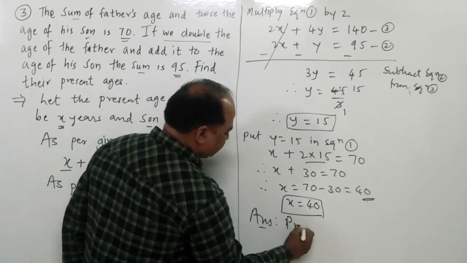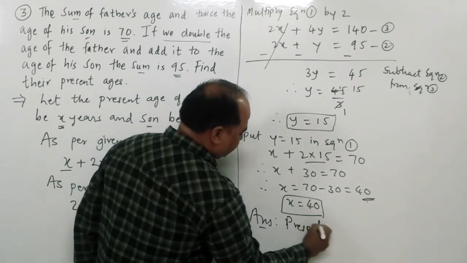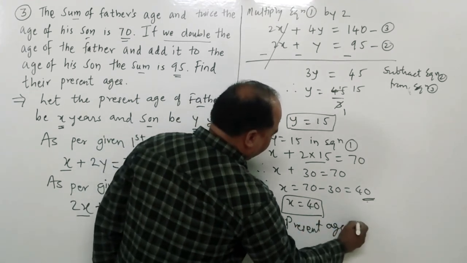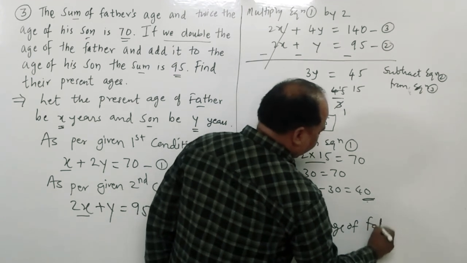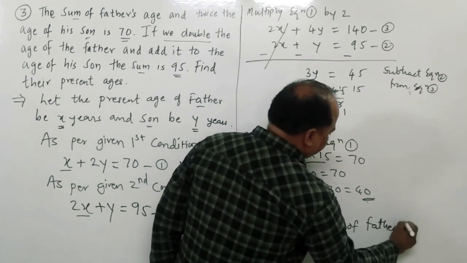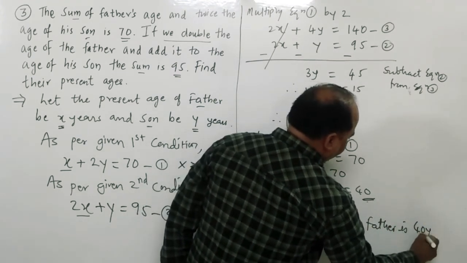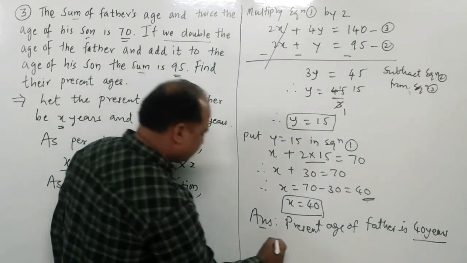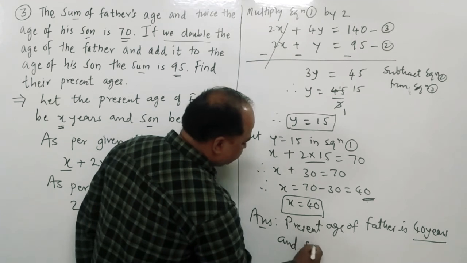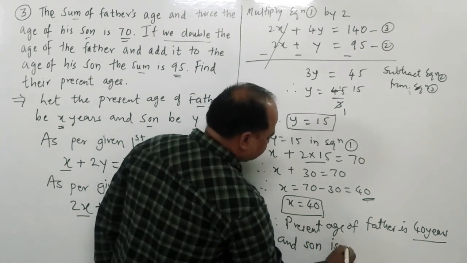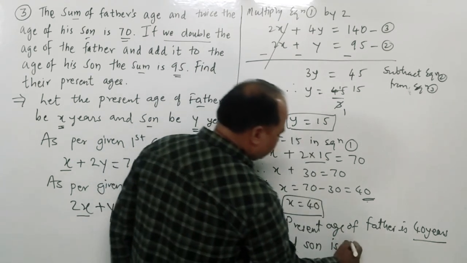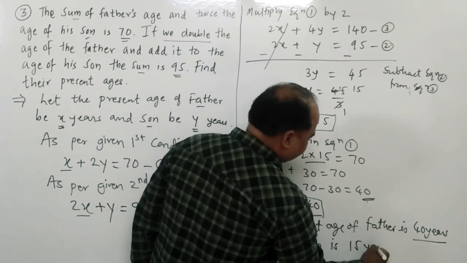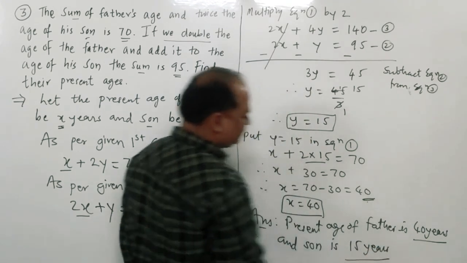So percentage of father is 40 years and son is y, which is equal to 15 years.